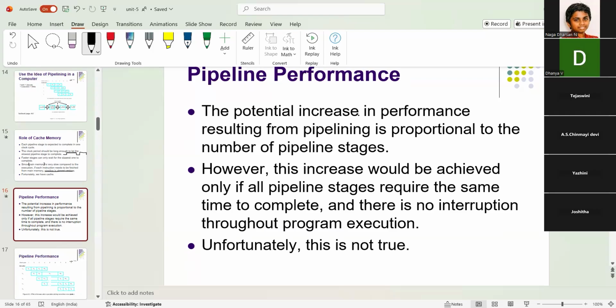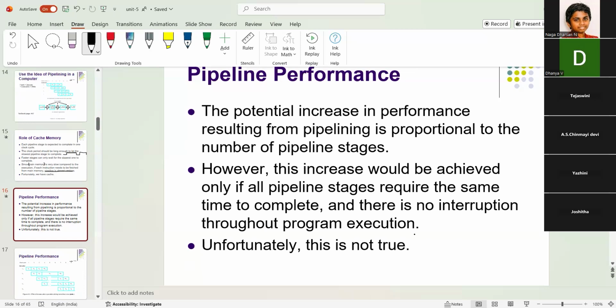Now the potential increase in performance resulting from pipelining is proportional to the number of stages. It's the same point that we talked about: the speedup is proportional to the number of pipeline stages. This increase would be achieved only if the pipeline stages require the same time to complete. We did discuss the point where we made all the stages equal time, from 20, 30, 40 to 30, 30, 30 each. So our speedup increases in that case, if there is no interruption in the whole program.